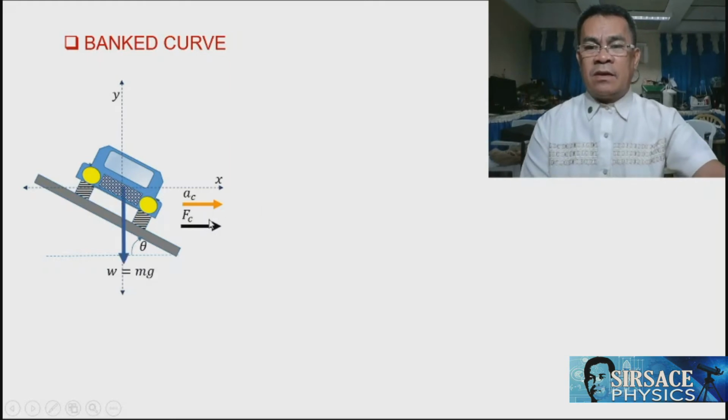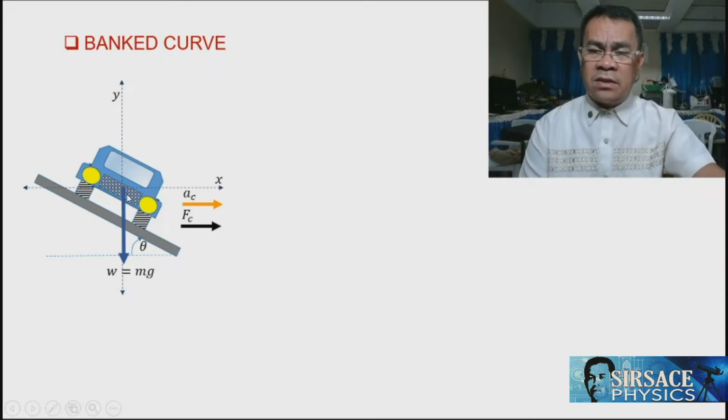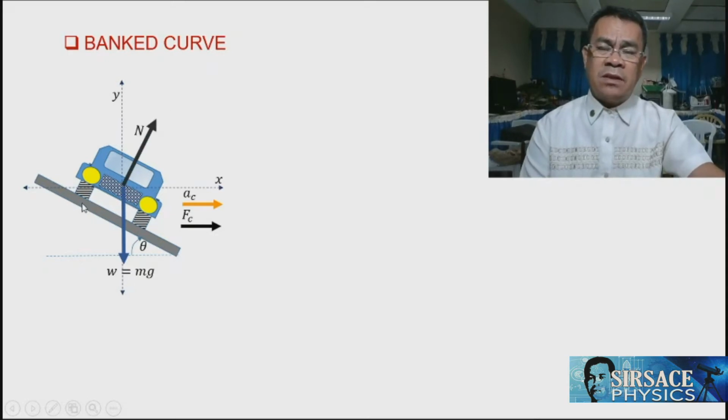Then, identify all the forces on the car. We have the weight and we have the normal force. Now, take note that we ignore the friction. So, forget the friction. Then all you need to do is to resolve into its components. Now, take note, if the bank angle is theta, this is also theta. Why? Because if this is theta, this is theta. This is by geometry principle. So, we are now ready to resolve the normal force into its components along y and along x.